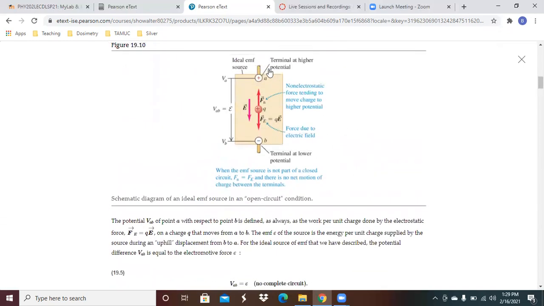So let's go through the diagram here again. We've seen most of these important parts before. You can see the electric force due to the electric field, and then we've got some sort of non-electrostatic force that's moving this charge that way. When the EMF source is not part of a closed circuit, then this and that are equivalent, and there's no net motion of charge between the terminals.